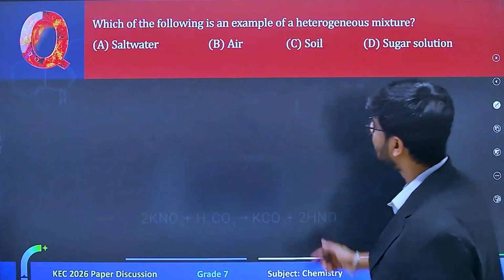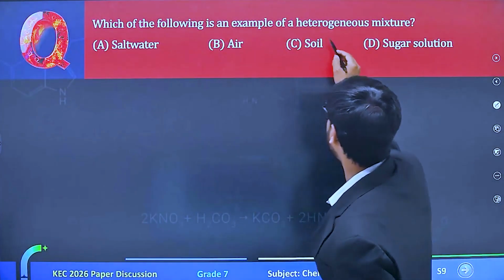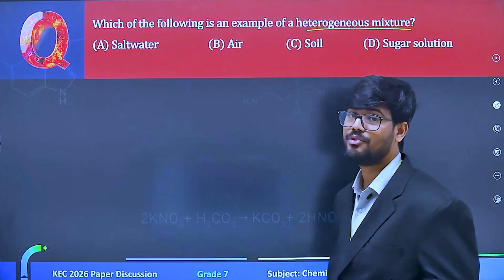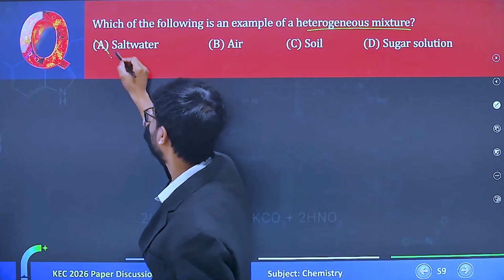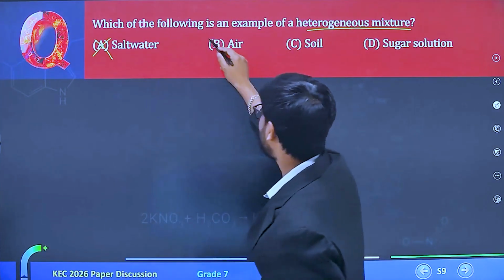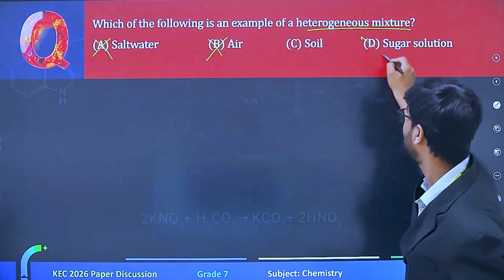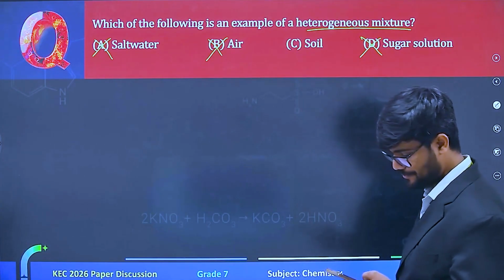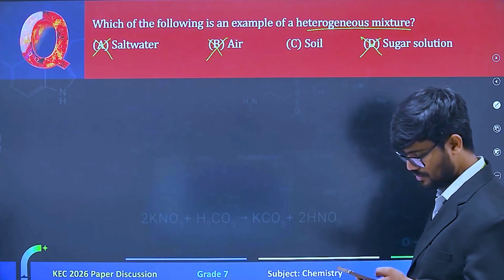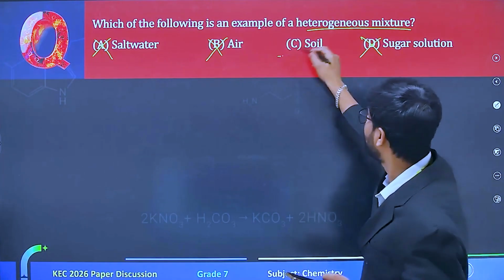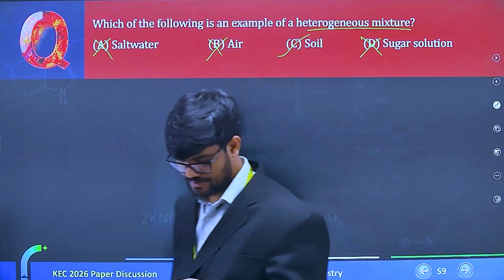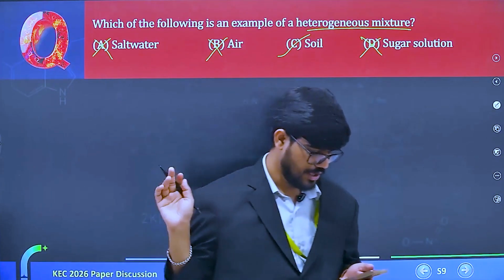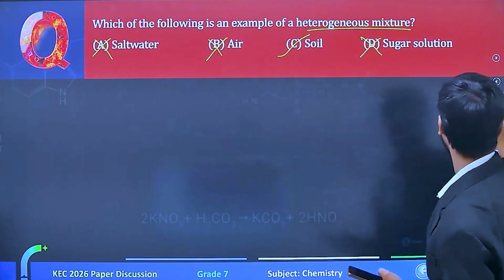Next, this one: which of the following is an example of a heterogeneous mixture? Easy example. Air is homogeneous, sugar solution is homogeneous. So what is left? Solid, right? Okay, C will be the correct answer here, correct? Okay, very good, all of you have written C.